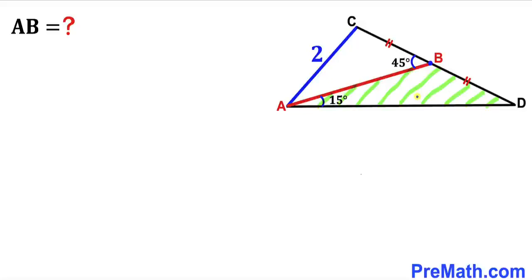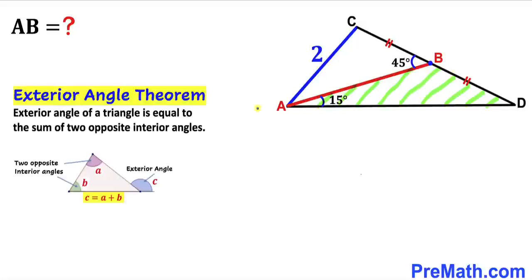Let's focus on this triangle ABD. And now let's recall once again the exterior angle theorem. The exterior angle of a triangle is equal to the sum of two opposite interior angles, as you can see in this diagram. And we can see in our case this 45 degrees is our exterior angle, and these two angles, this angle and this angle, are going to be opposite interior angles. So therefore, we conclude that this angle has got to be 30 degrees, such that if we add these two interior angles, they add up to 45 degrees.